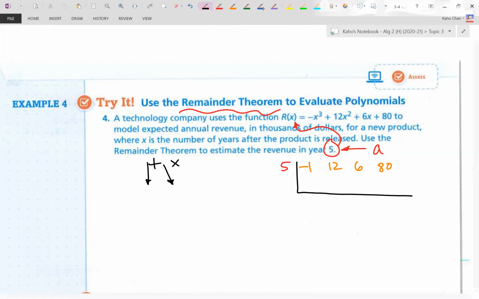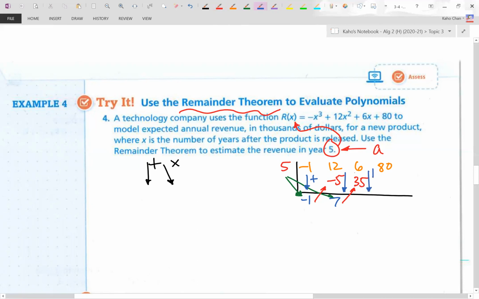Add vertically. Multiply diagonally. Five times negative 1 is negative 5. Add vertically. 12 plus negative 5 is positive 7. Whoops, did I say negative 7? And multiply. 5 times 7 is 35. Put that into the next spot. Add vertically. I get 41. Multiply diagonally. 5 times 41 is 205. And then add.